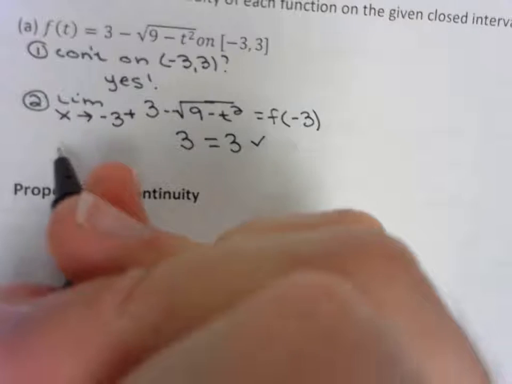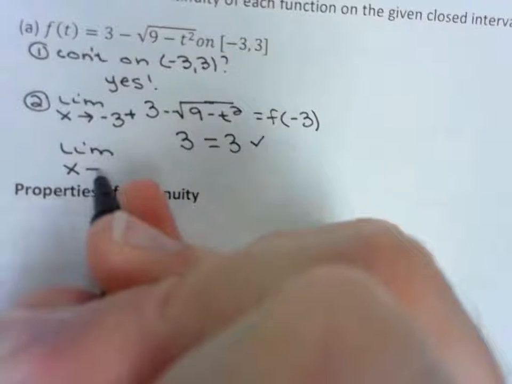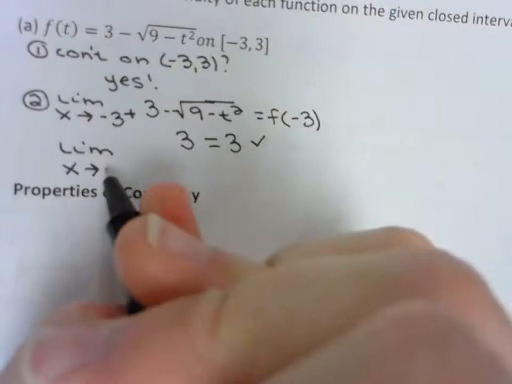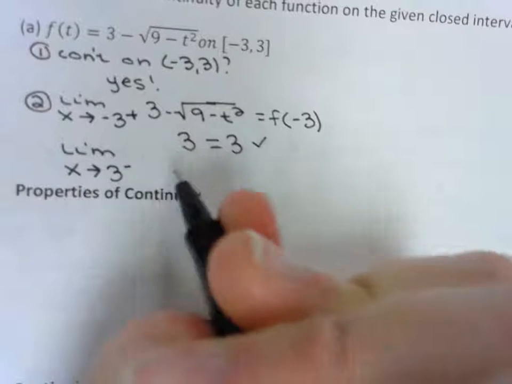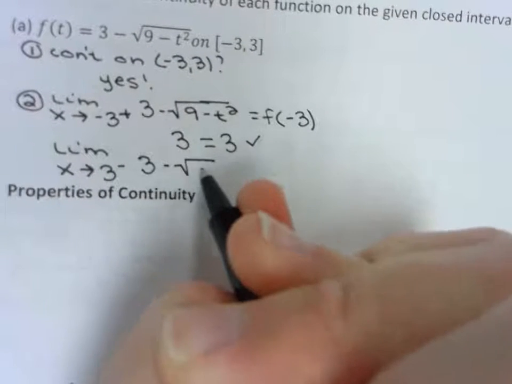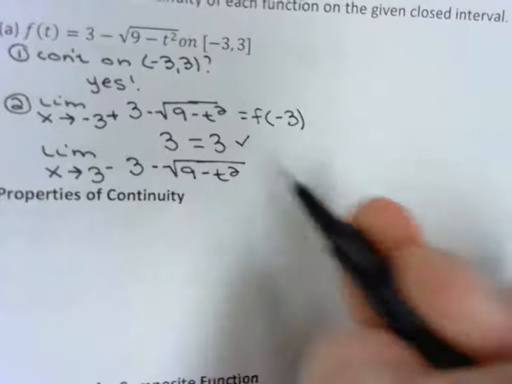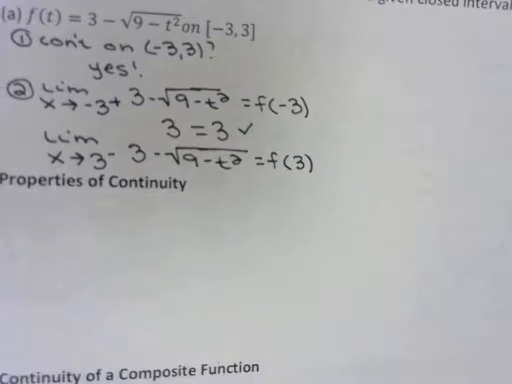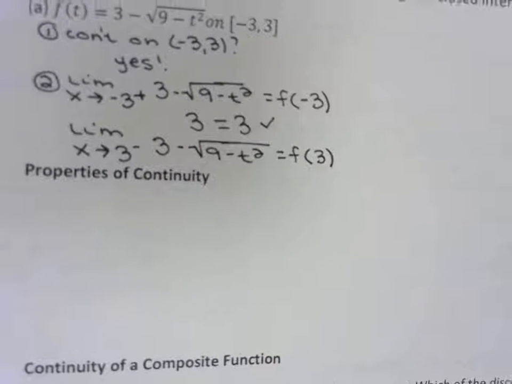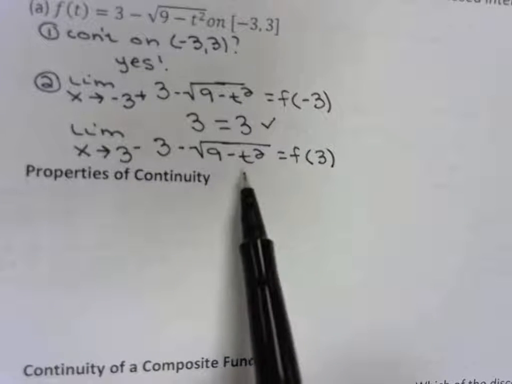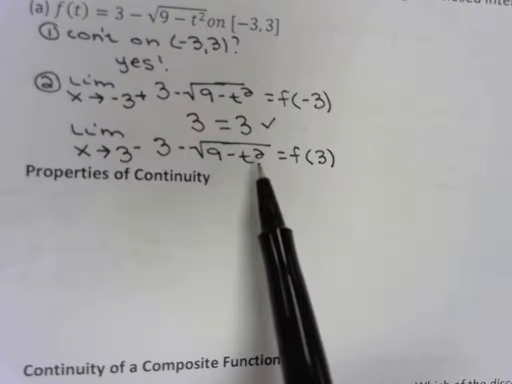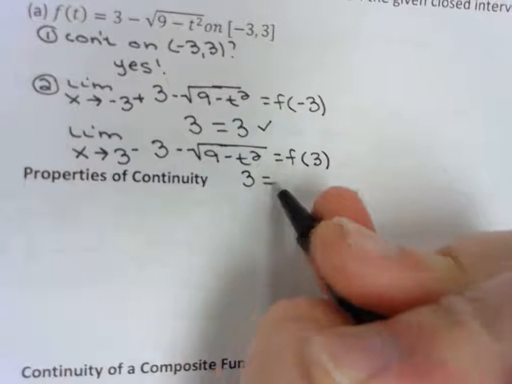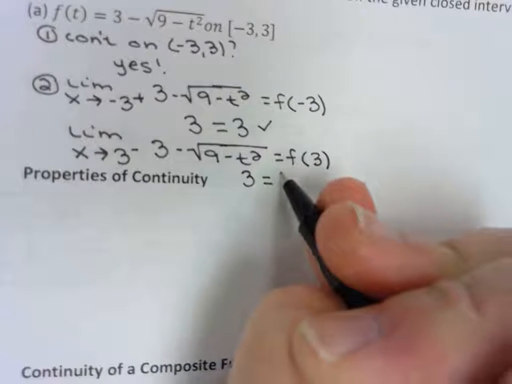Same thing. Limit as x approaches 3 from the left. Now the definition says b from the left, and in this case it's going to be 3 from the left of the function. It has to be equal to f of b, or f of 3. So if I find the limit as x approaches 3 from the left, I plug in a 3. Same sort of idea. 3 squared is 9. Square root of 9 minus 9 is 0. So if I plug in a 3, I'm basically doing the same thing.